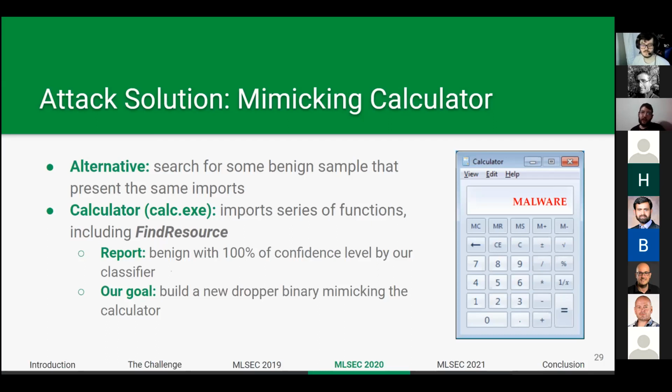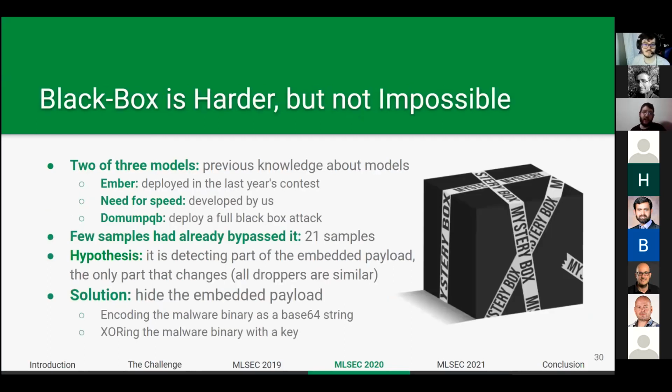In this way, even though this function is never called by the dropper, these functions will be present in the PE header of our dropper. So if anyone inspects the header of our dropper and the header of the calculator, they will be the same, they will be indistinguishable. So this is basically our strategy to bypass our own classifier: mimic the calculator. And we did it, and we succeeded in bypassing our own model.